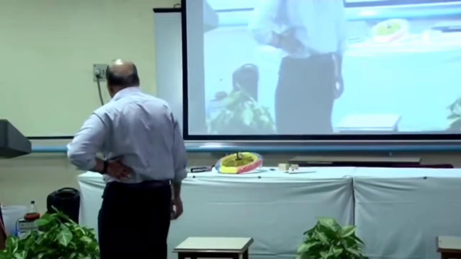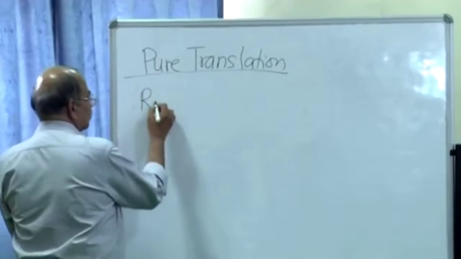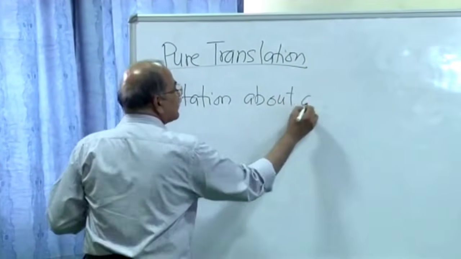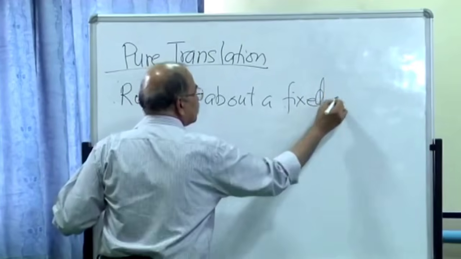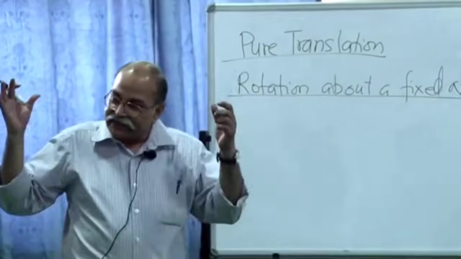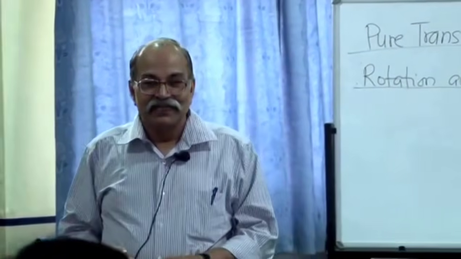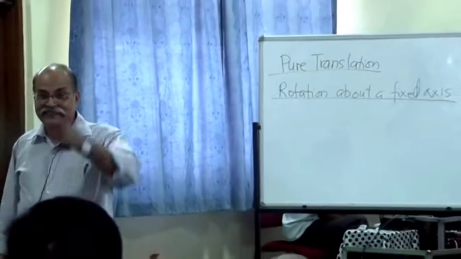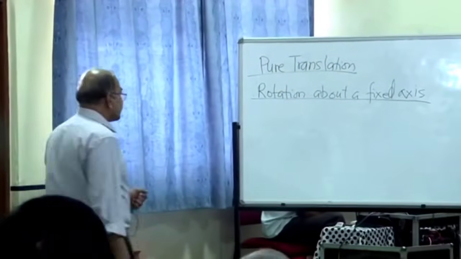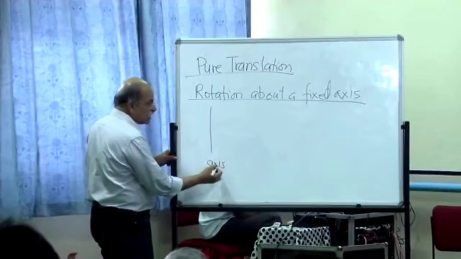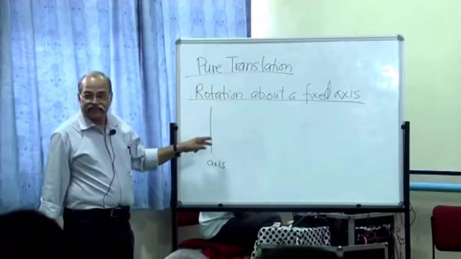Then there is another class of motion which we call rotation about a fixed axis. This is another class of motion of a rigid body where I say it is rotating about a fixed axis. So the axis is a straight line, right? There is a straight line which we will be calling the axis, and the rotation is about this fixed axis.